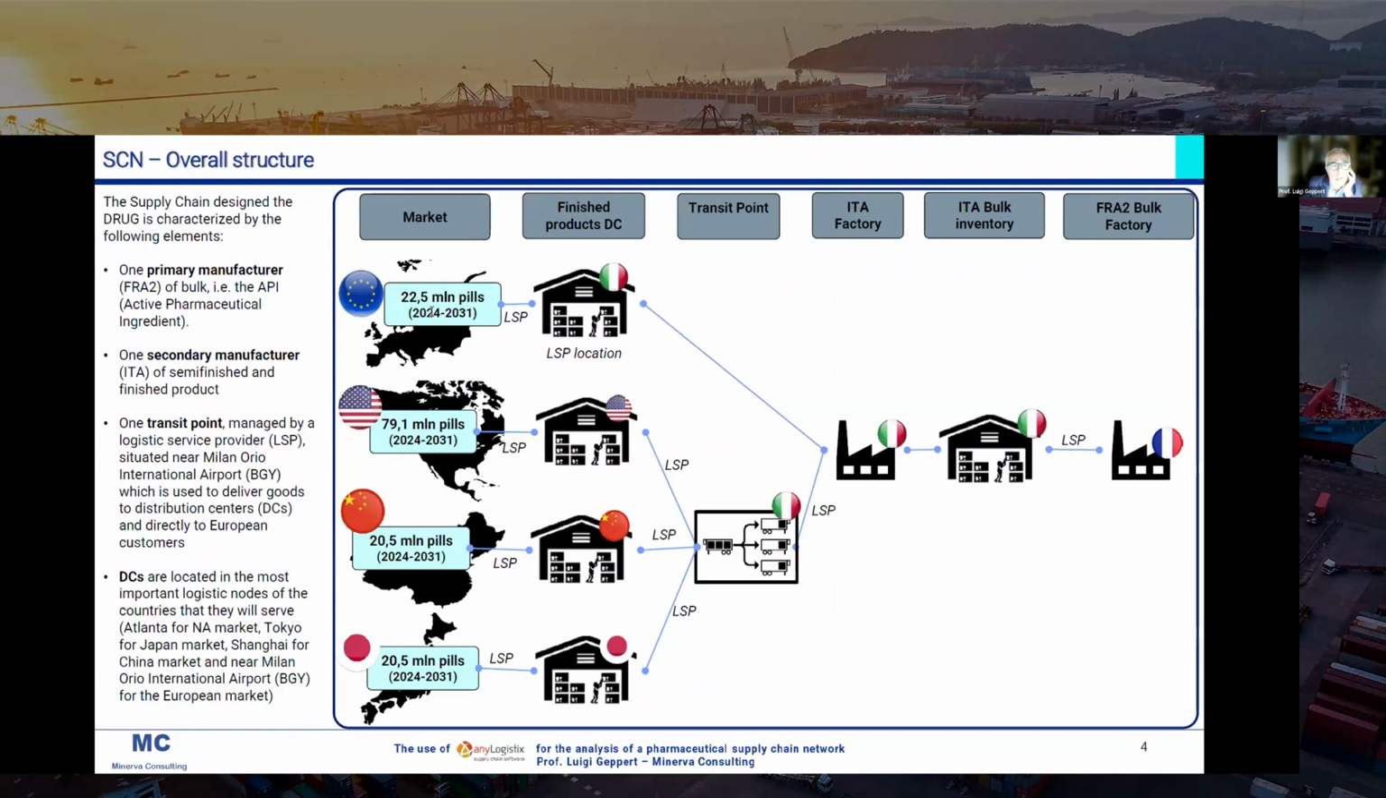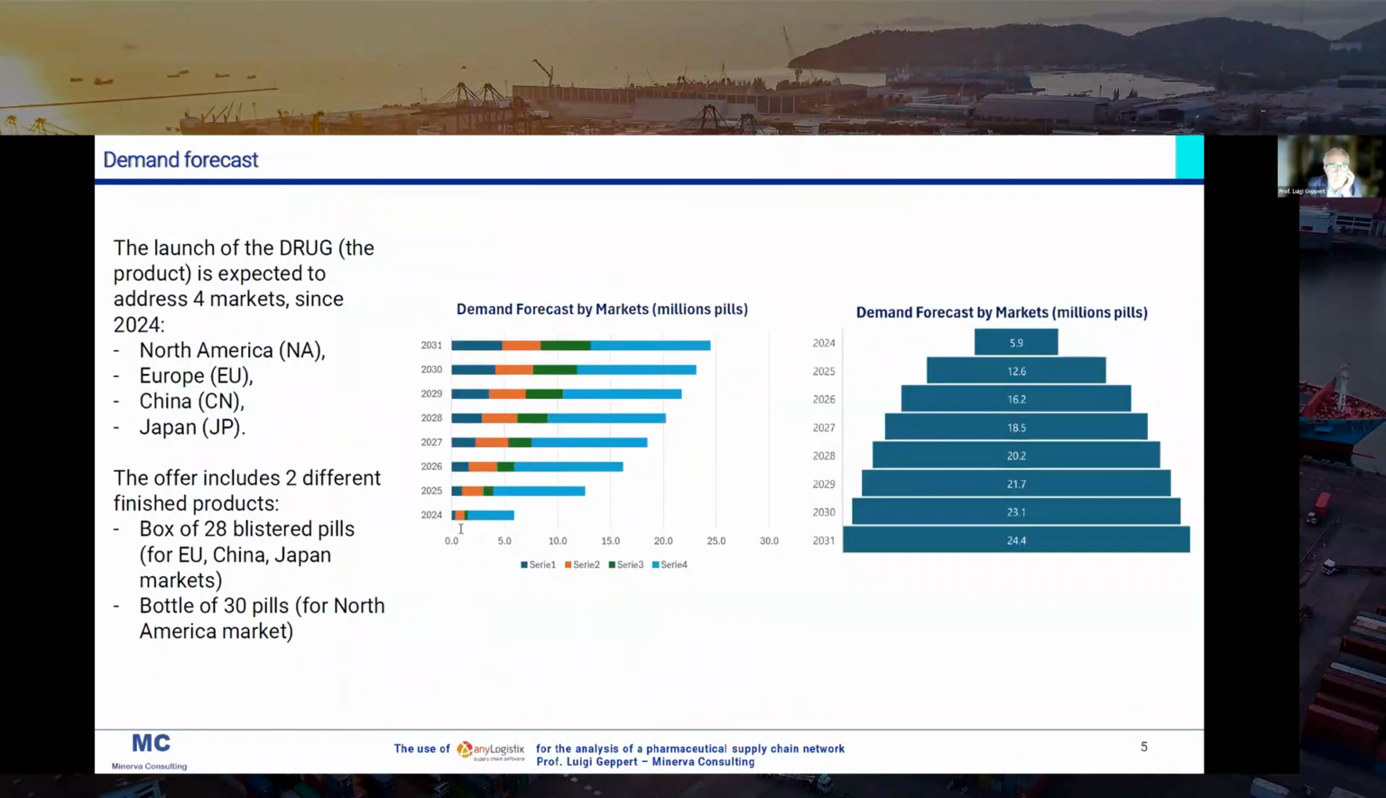The period taken into account is the launch from 2024 up to 2031, and you can see the order of magnitude of the number of pills in terms of millions that they have to produce and distribute. So this is the demand forecast for the 4 markets: North America, Europe, China, and Japan. And you see the magnitude, the amount of pills that have to be distributed starting from 2024 up to 2031. And this is the baseline, of course, the so-called baseline forecast.